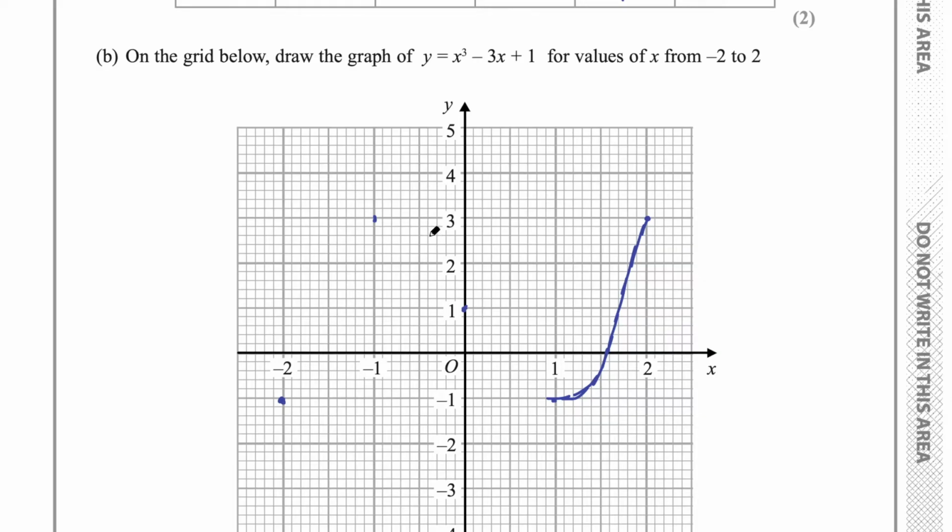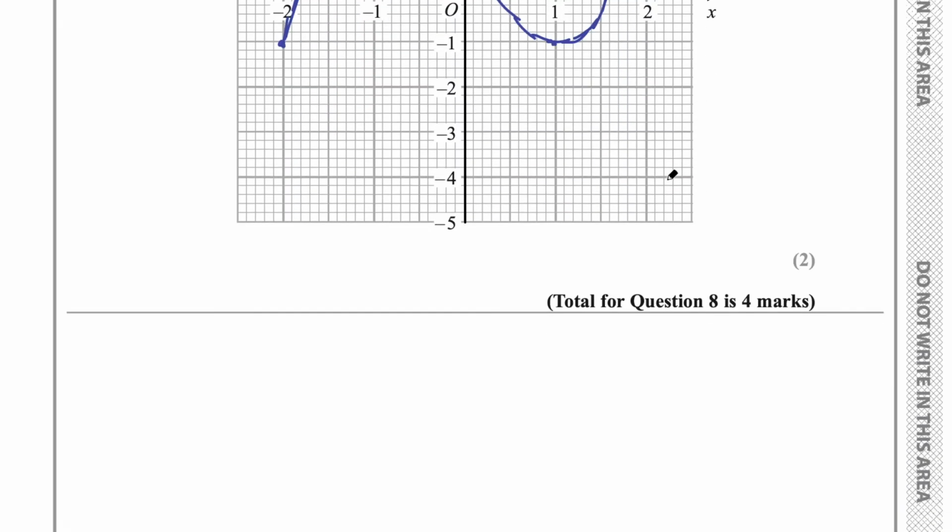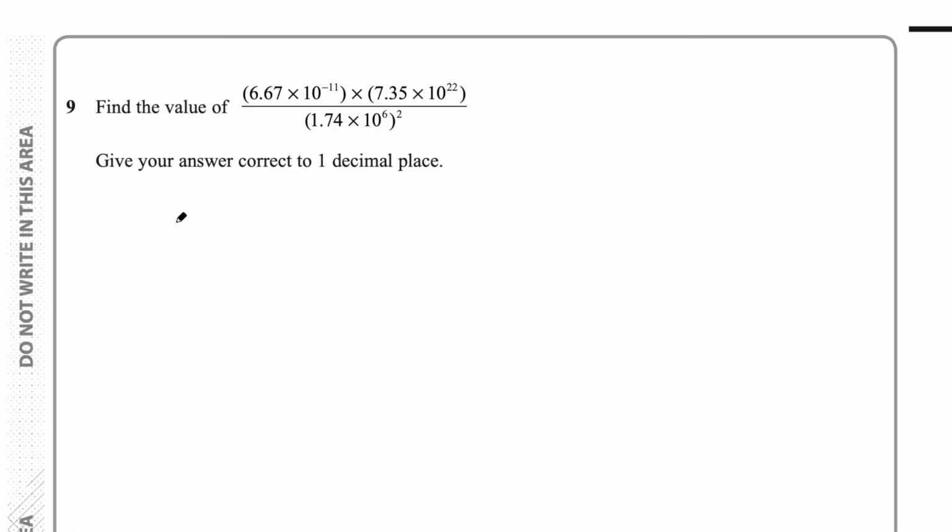Going through all the points, so as neatly as you can, and then the final curve over here, and then down to the point down here. And you don't need to go past those points because it says draw the graph between minus 2 and 2. Okay, so that was part B, and question 8 for 4 marks. Question 9 says find the value of 6.6 times 10 to the minus 11 times 7.35 times 10 to the 22, all divided by 1.74 times 10 to the 6, all squared. Give your answer correct to 1 decimal place.